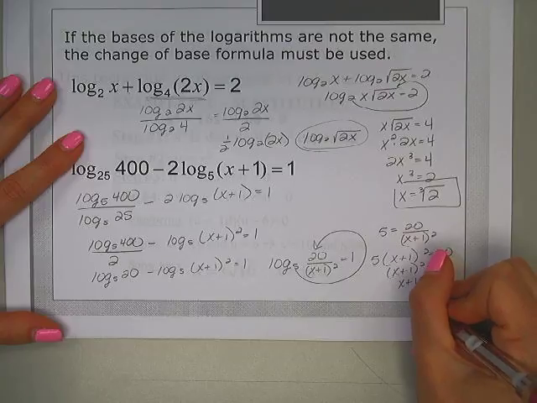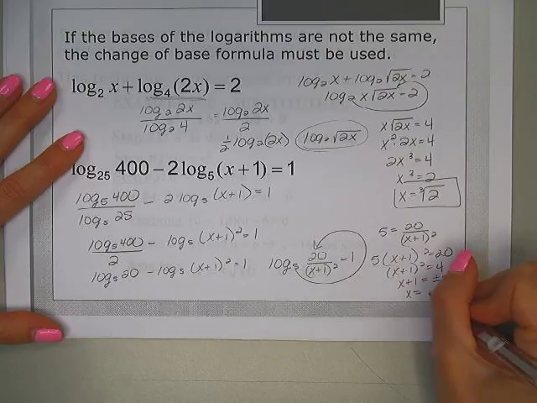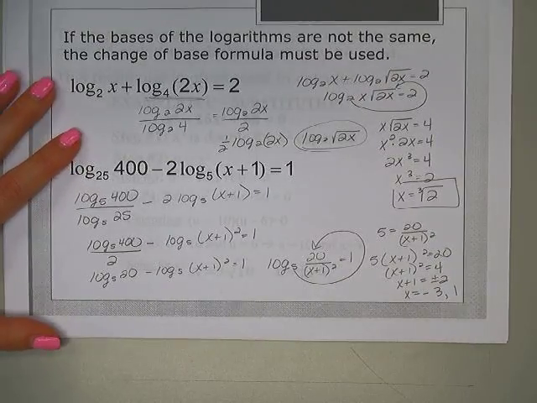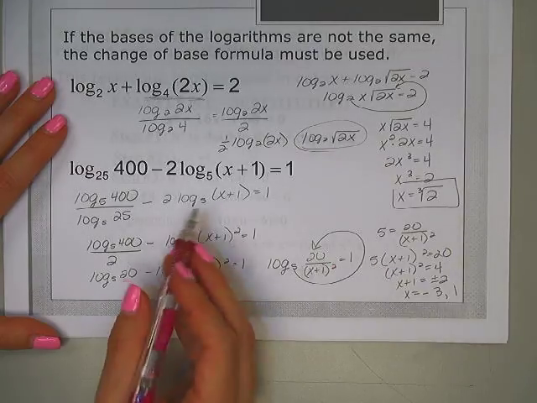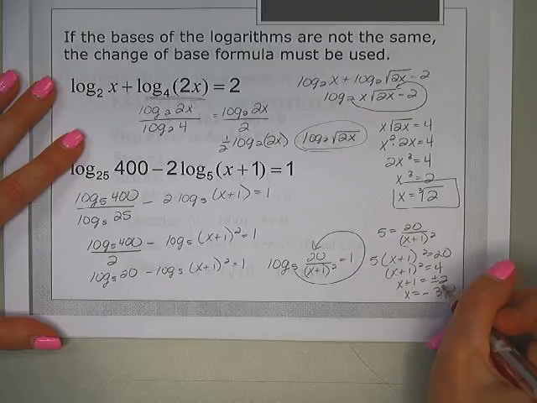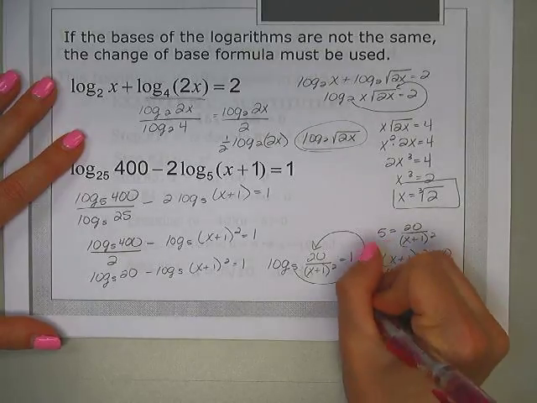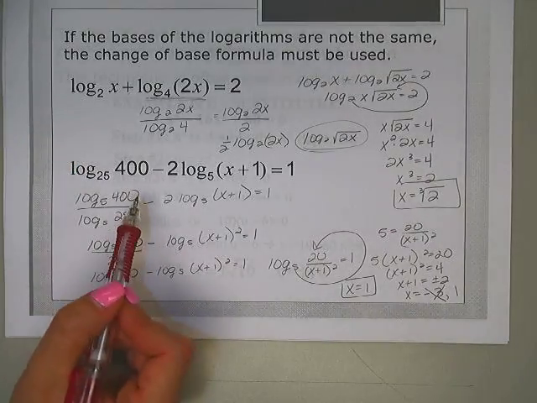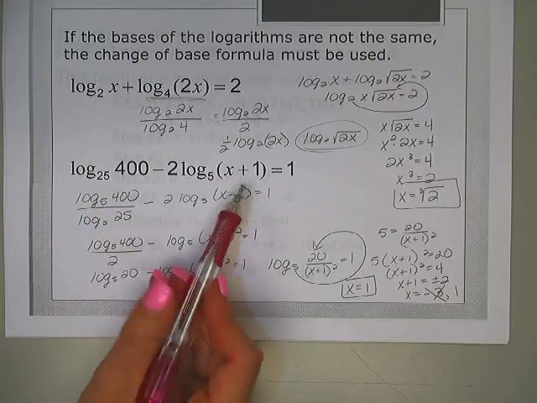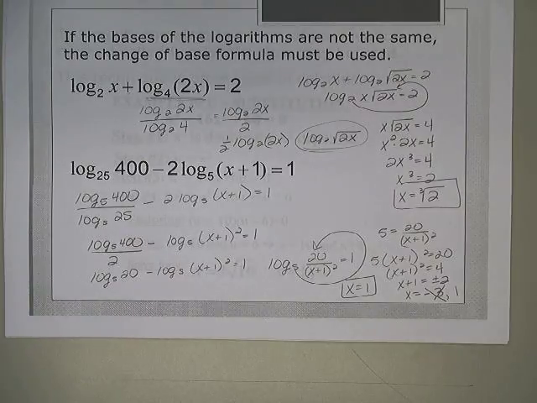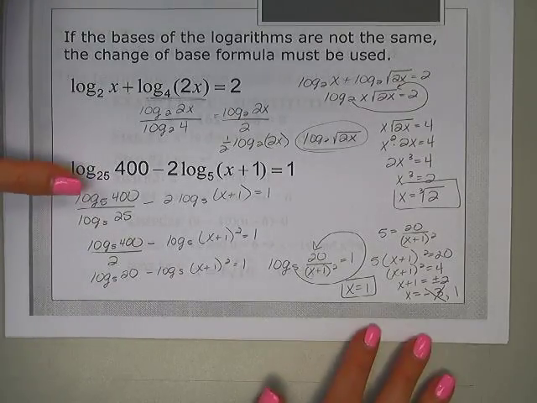Let's log roll. So 5 equals 20 over x plus 1 quantity squared. Therefore, 5 times x plus 1 squared equals 20. I've got x plus 1 quantity squared equals 4. Square root. X plus 1 equals plus or minus 2. Therefore, x equals negative 3 and 1.